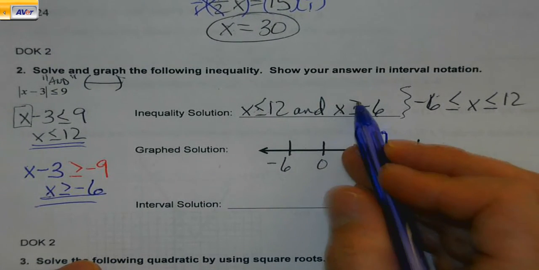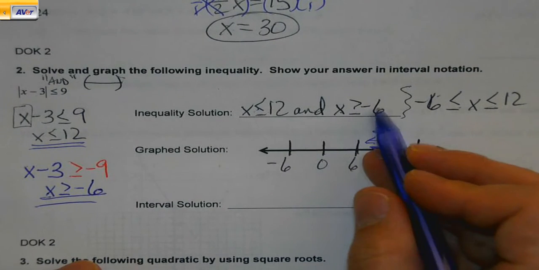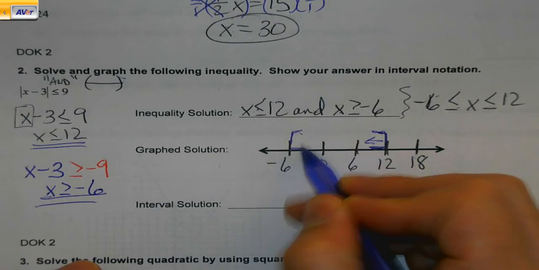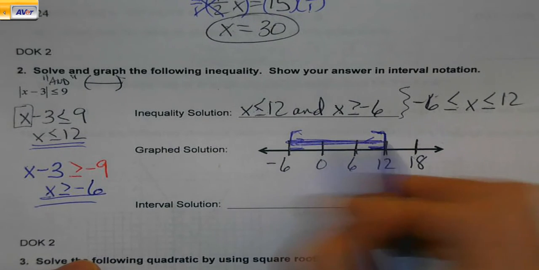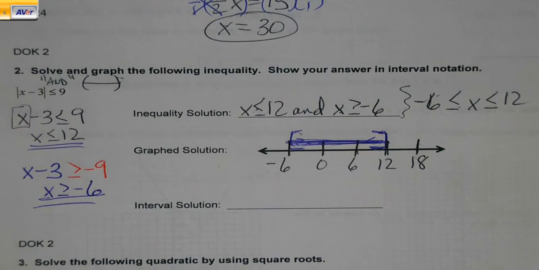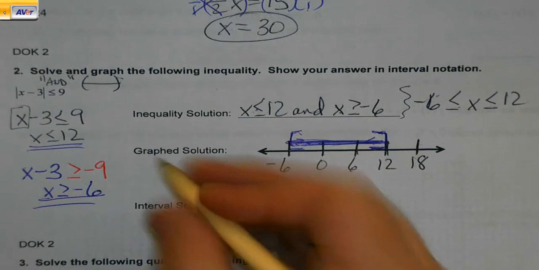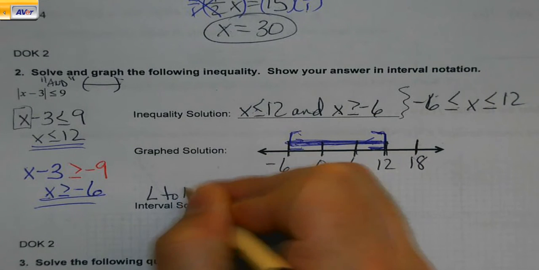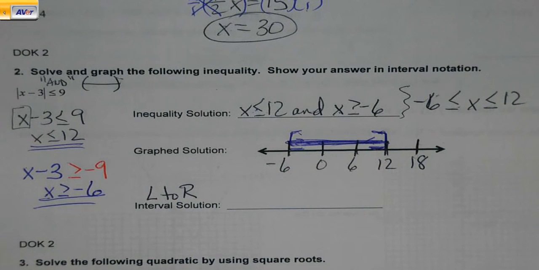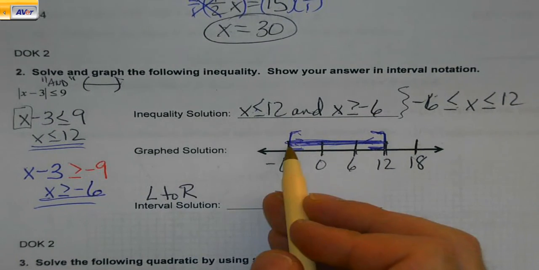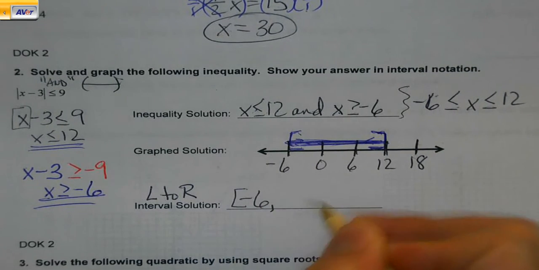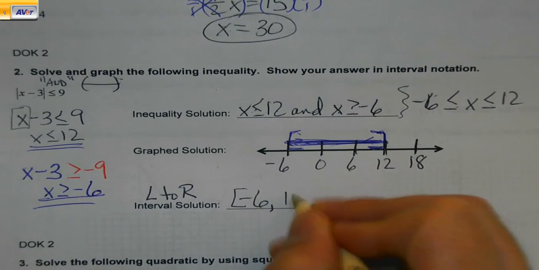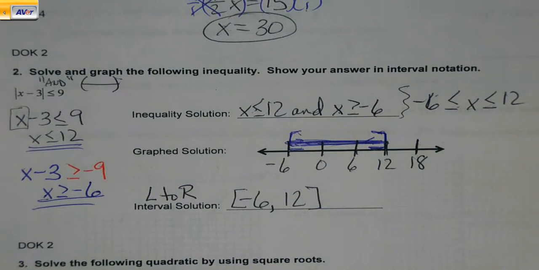And x is greater than or equal to negative 6. Greater than means we go to the right. And they smash in the middle, just like they're supposed to. And then my interval notation, or my interval solution, remember, we always go from left to right. My leftmost point here is at negative 6. My rightmost point here is at 12. Okay, so solve the inequality, graph it, do the interval notation. We're pretty good there.